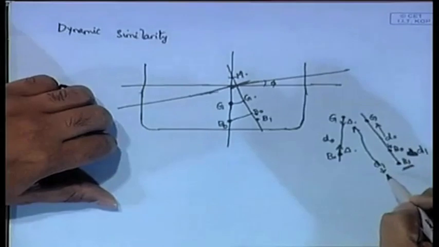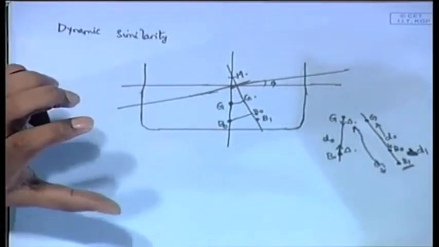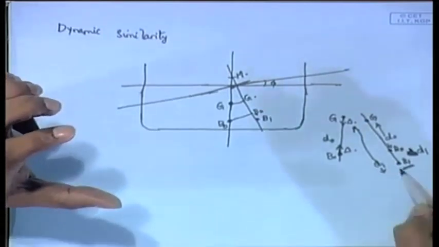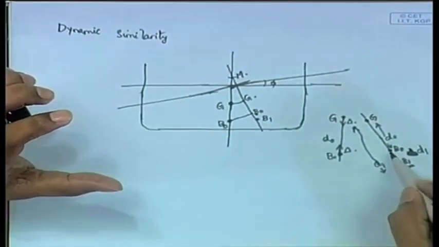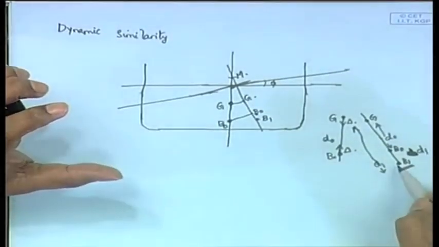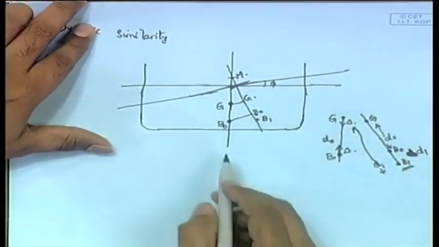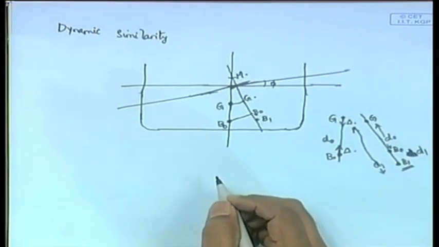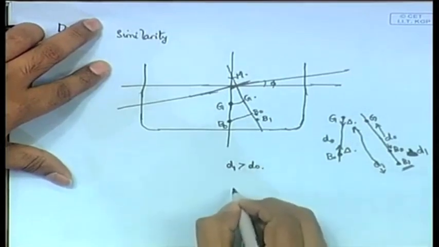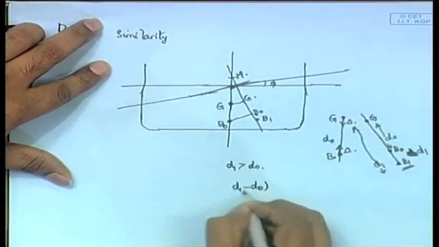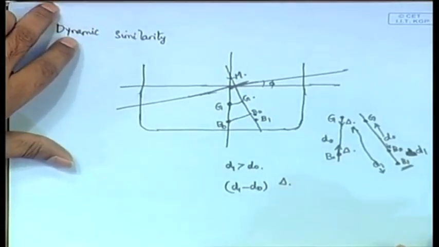Between G and the new position of B, the distance is D1 now. All right, now what has happened? A force delta, which acted at B0, has now moved from this position to this position. It has moved by a distance of D1 minus D0. So D1 will be greater than D0, and a weight delta has moved a distance D1 minus D0.